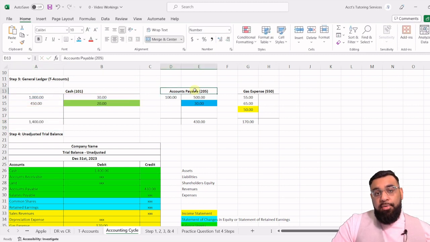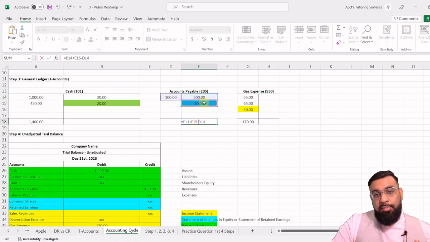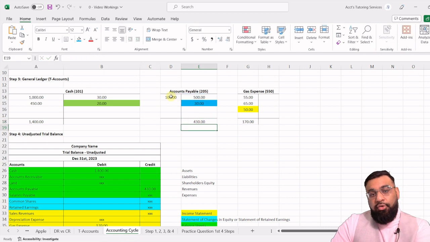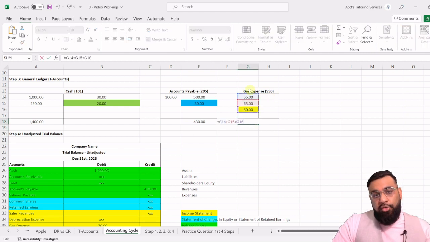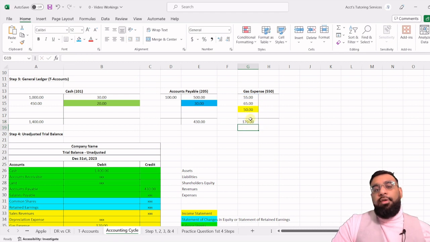Now accounts payable is a liability, which is a credit account, so it's going to have a credit balance. So we're going to add up the credits, subtract the debits to get the credit balance. So we're going to do 500 plus 30 minus 100 to arrive at 430. Now gas expense is a debit account because it's an expense. So we're going to add up all the debits. Since there's no credits, we're not going to subtract anything. So we're going to do 55 plus 65 plus 50 to arrive at 170.